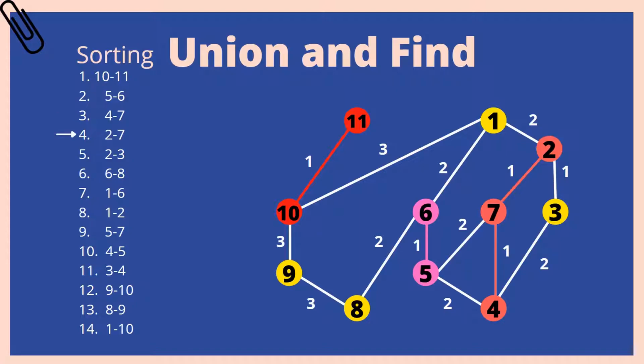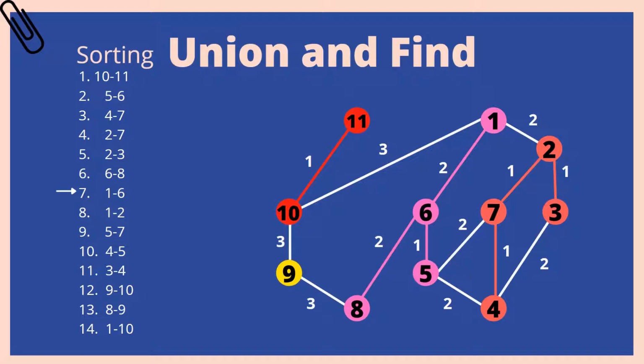Moving further, it's 2, 7. Since 2, 7 is connected to 4, 7, I will mark the parent of 2 also as 4. Now the next one is 2, 3. Same, 3 is also connected to our orange group, so we will make the parent of 3 as 4. Now going to the next one, that is 8, 6, 6, 8. We will make the parent of 6 as 5. Similarly with 1 also we will do the same.